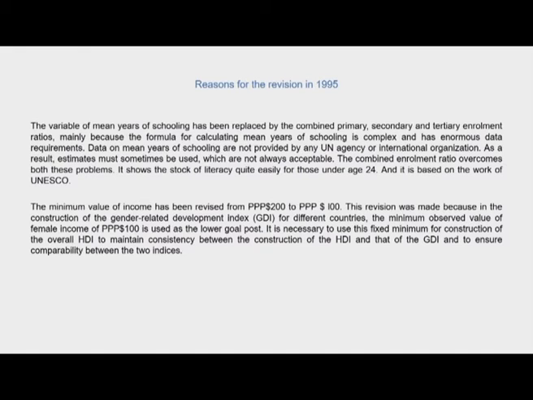The other change that happened in 1995 was revising the minimum value of income downwards from $200 to $100, and there was a significant reason why this revision was made. This revision was made because in the construction of the gender related development index for different countries, the minimum observed value of female income came out to be $100, and therefore that was used as a lower goalpost.